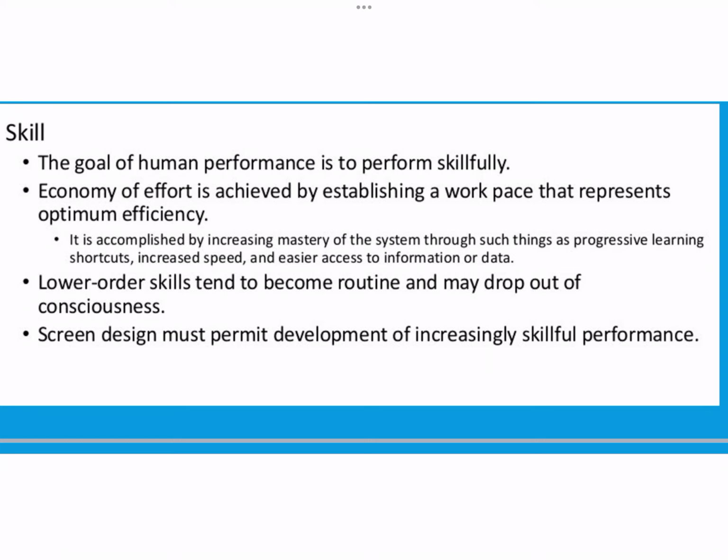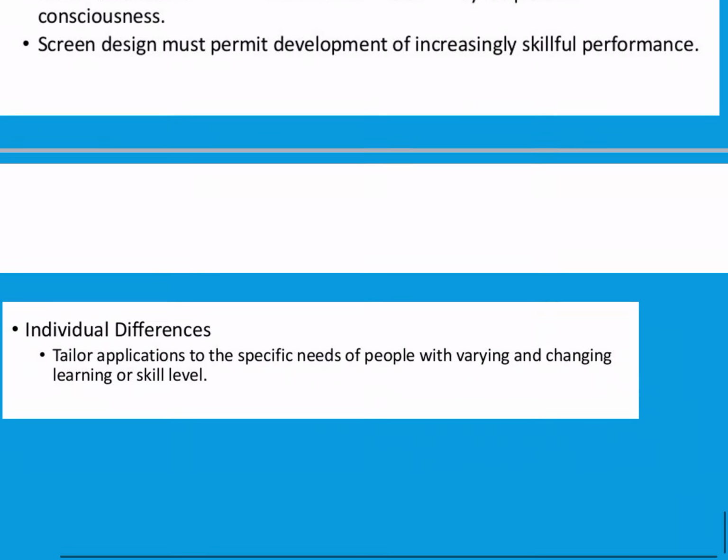Next is skill. The goal of human performance is to perform skillfully. Economy of effort is achieved by establishing a workspace that represents optimum efficiency. Screen design must permit development of increasingly skillful performance. Low order skills tend to become routine and may drop out of the conscious.